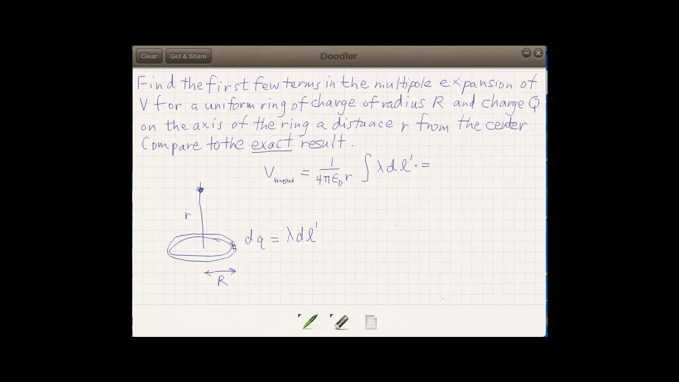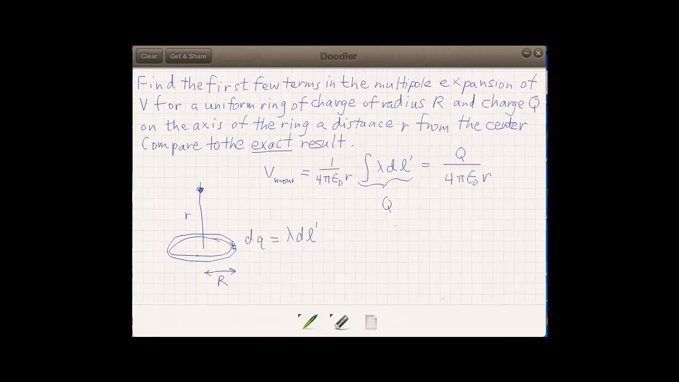So the integral then is simply lambda dl prime, which is about the simplest kind of integral that you'll ever encounter in a problem like this, because all it really is doing is adding up all of the charge elements around the ring as we integrate around the ring, and that will simply give us the total charge, which is q. So that's q, and the result that we get for this is the familiar term that looks like the potential due to a point charge, q over 4 pi epsilon naught r.